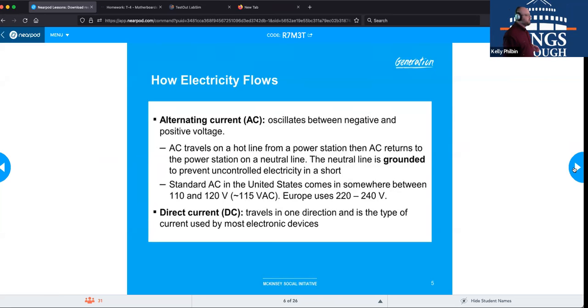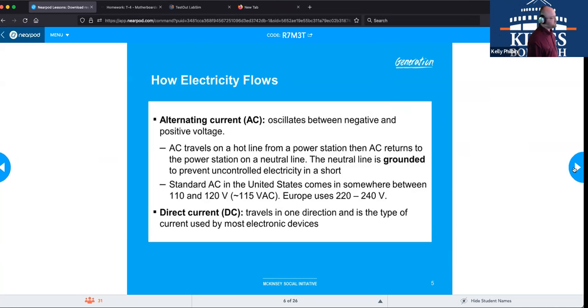Alternating current oscillates between negative and positive voltage. So AC travels on a hot line from the power station, and returns to the power station on a neutral line. The neutral line is grounded to prevent uncontrolled electricity in a short. In the United States, as we talked about earlier, we're somewhere between 110 and 120, sometimes just called 115 VAC, or voltage alternating current.